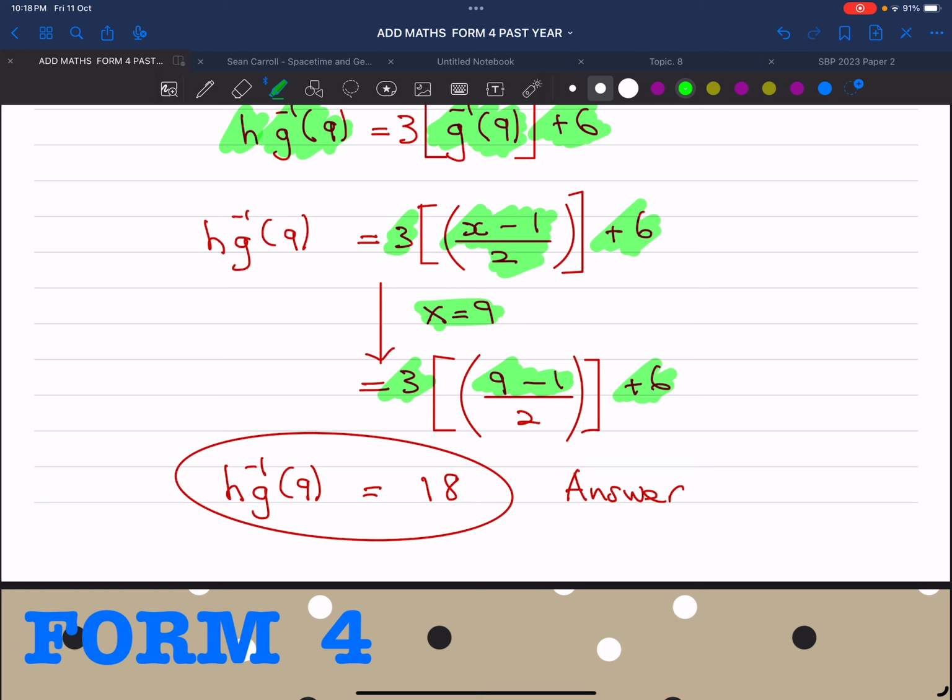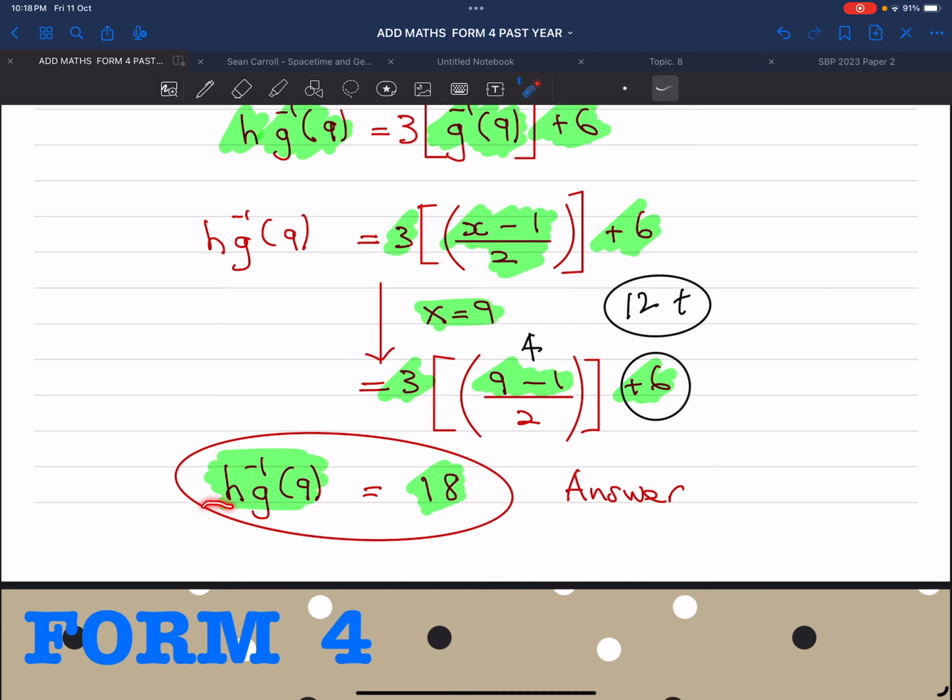And this becomes easy. Do the one in brackets first. So 9 minus 1 is 8. 8 divided by 2 is 4. So inside brackets is 4. And then you take the 4, you times by the 3, you will get 12. And that 12, you're going to plus with the 6, which you are going to get 18. So our answer, hg inverse 9 is 18.